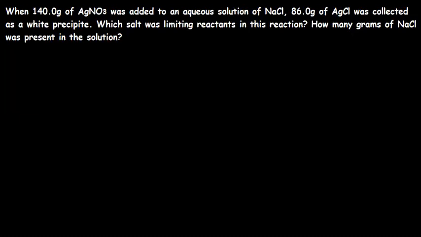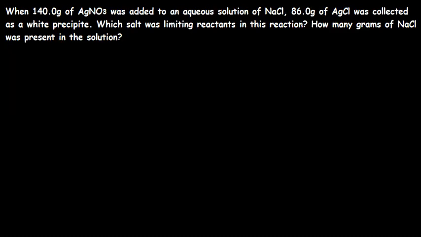Join us as we tackle a classical limiting reactant problem involving the reaction between silver nitrate and sodium chloride. We'll also walk through step by step as we calculate the theoretical yield of silver chloride from both reactants, identifying the limiting reactant. At the end of this video, we are going to determine the mass of sodium chloride present in the solution based on the collected mass of silver chloride. Whether you are brushing up on stoichiometry or diving into chemistry problem solving, this video has got you covered.